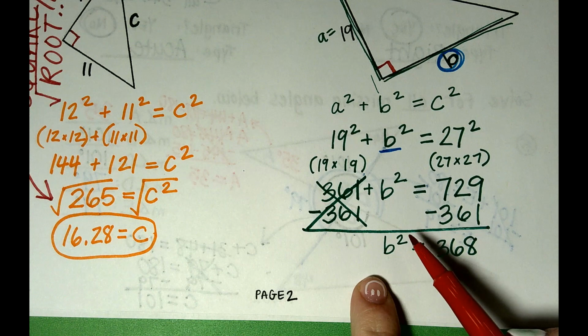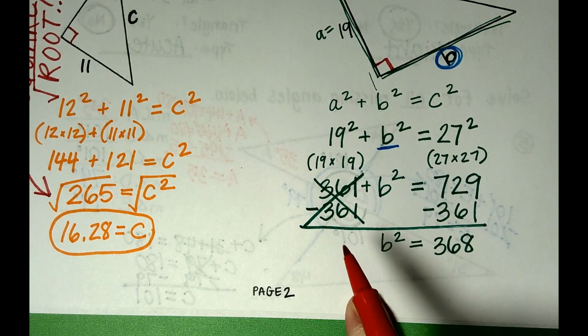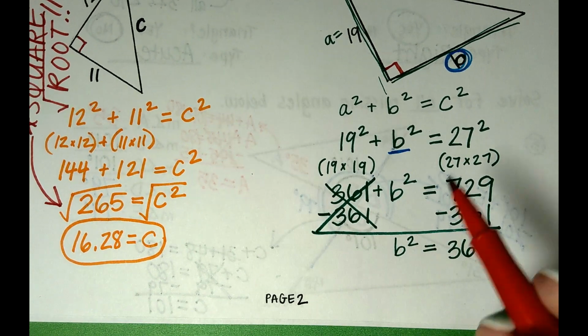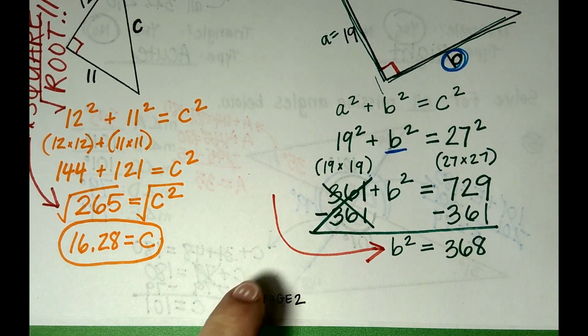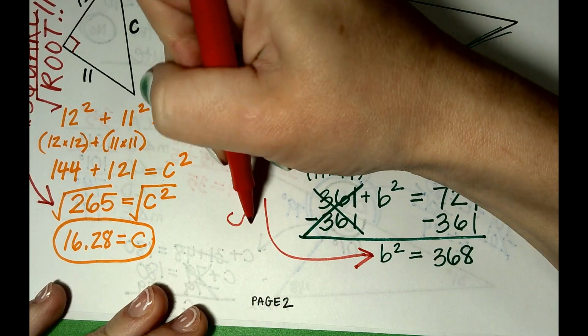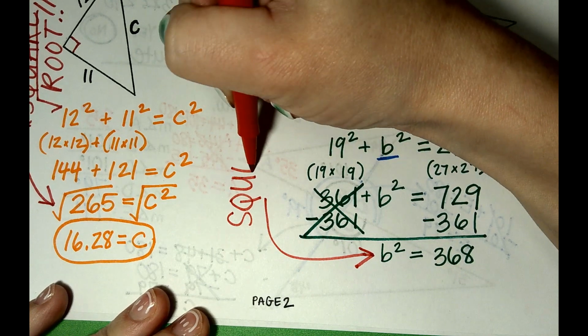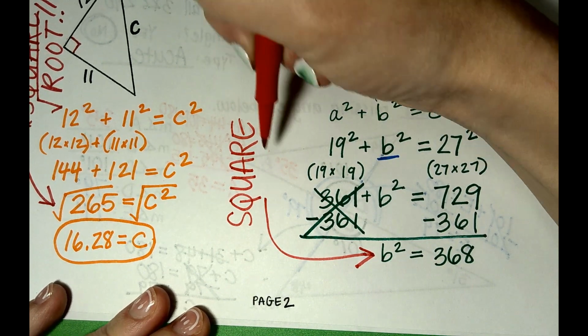Once you get to B squared or C squared, the way to get that letter by itself is to do the square root at this step. So write it big on there again if you need to. Square root.